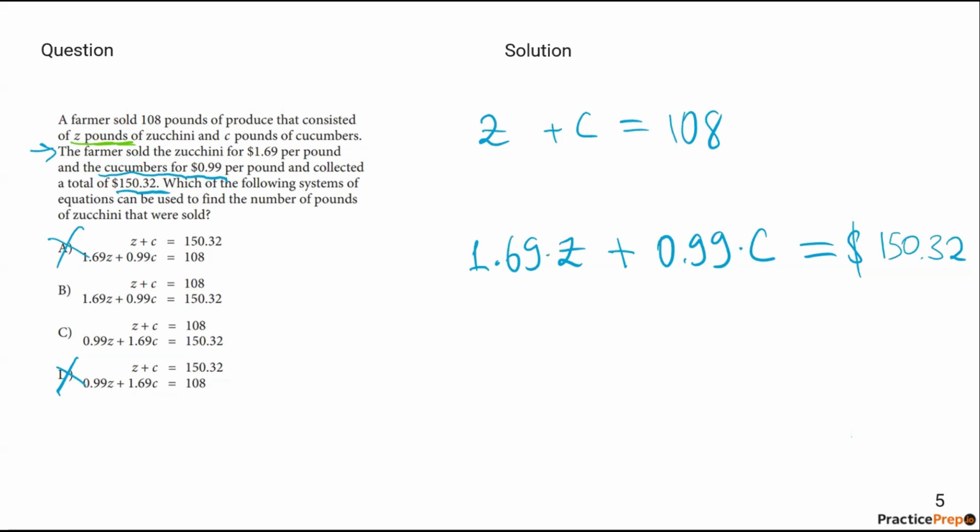So, what looks like our system? I think choice B. And indeed, choice B is correct. Be careful, you could make a small mistake. Instead of multiplying Z by 169, you could multiply it by 99 cents. That happens sometimes. Double check your answers. Make sure that you are doing everything correctly from the beginning.